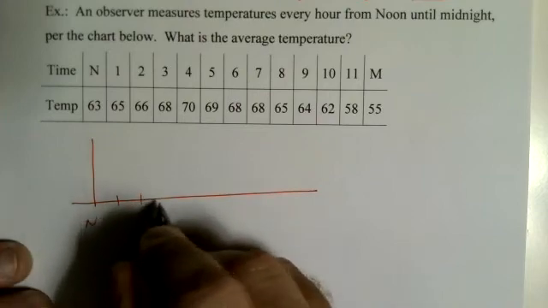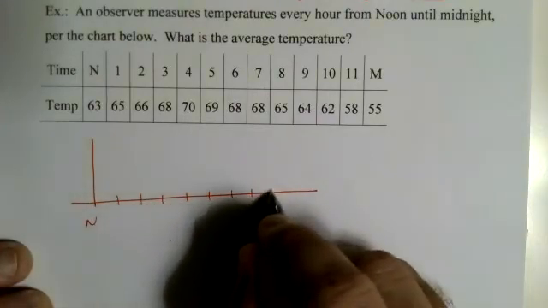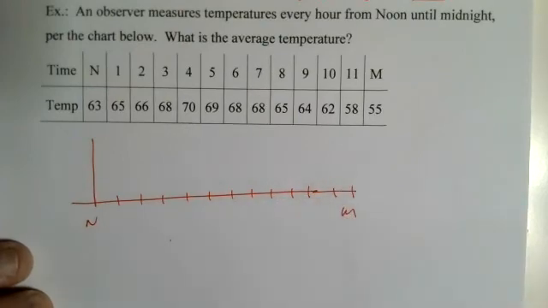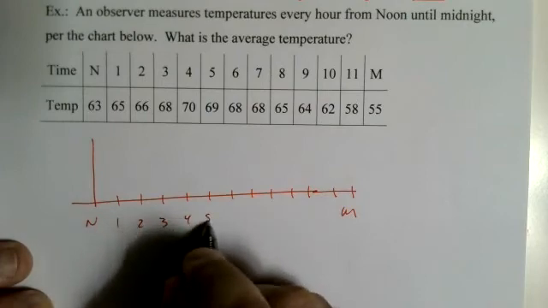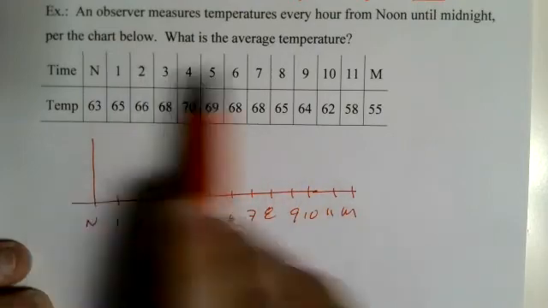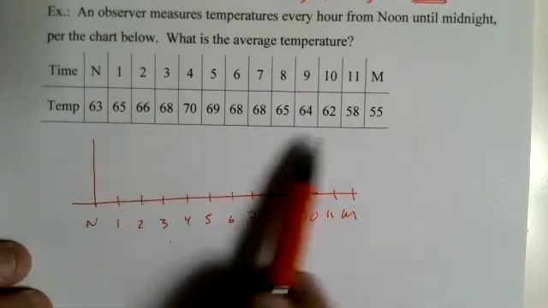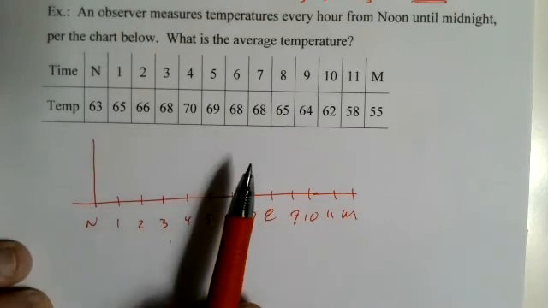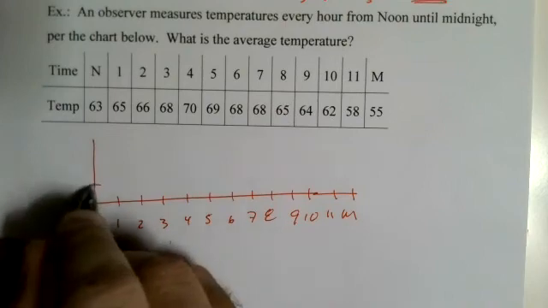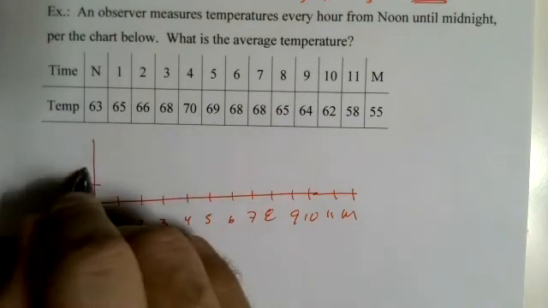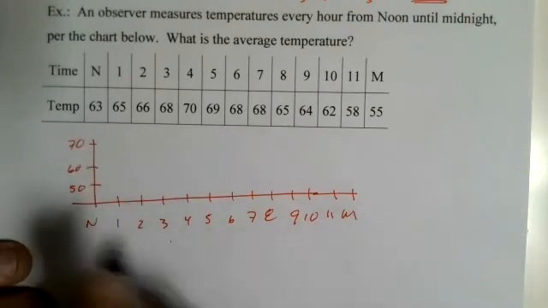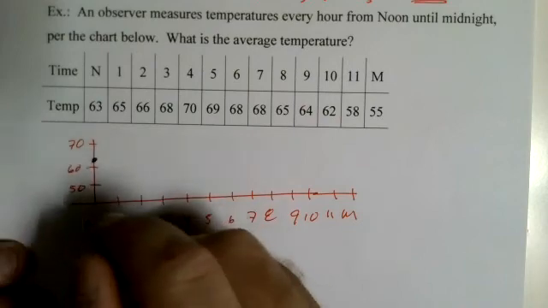Noon, 1, 2, 3, 4, 5, 6, 7, 8, 9, 10, 11, midnight. What is the average temperature? Well, we can find the area, but we're gonna have to do that 1/12 thing because it's an average temperature. So as low as 55, let's go with 50, as high as 70, 60, 70. Now, when I say you have to graph it, that's just me. And really strong recommend it.